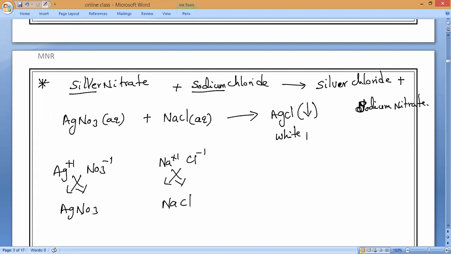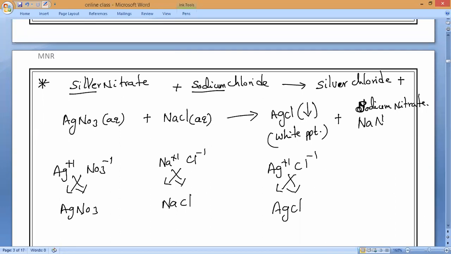What is the color of this one? White precipitate. AgCl: Ag plus 1, Cl minus 1, so we are getting AgCl. Same way sodium nitrate: sodium is plus 1, nitrate is minus 1, so if you exchange, we get NaNO3.